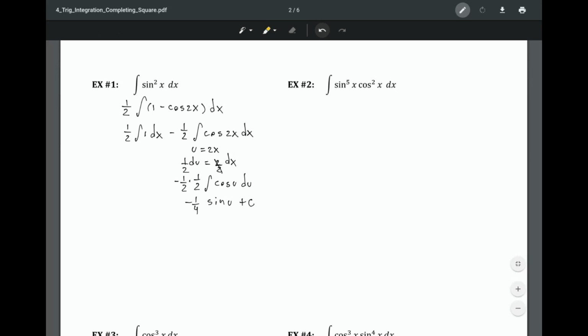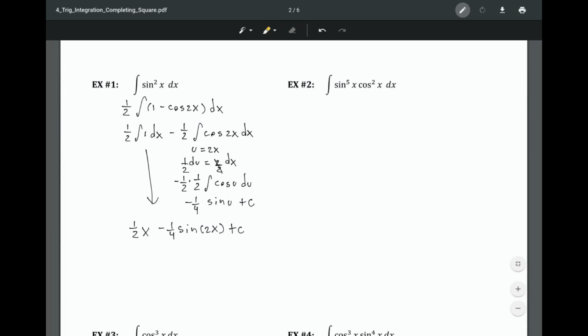So essentially, the whole answer now will be 1/2 x minus 1/4 sine of 2x plus c. All right, so that's it for that. All right, so let's go on to number 2. This is one of the more typical ones.